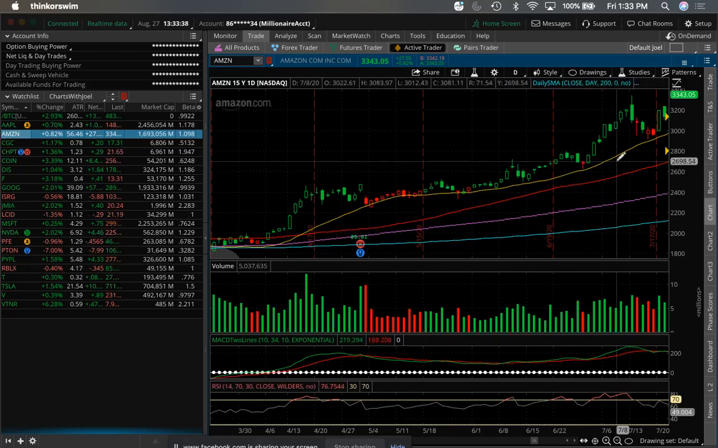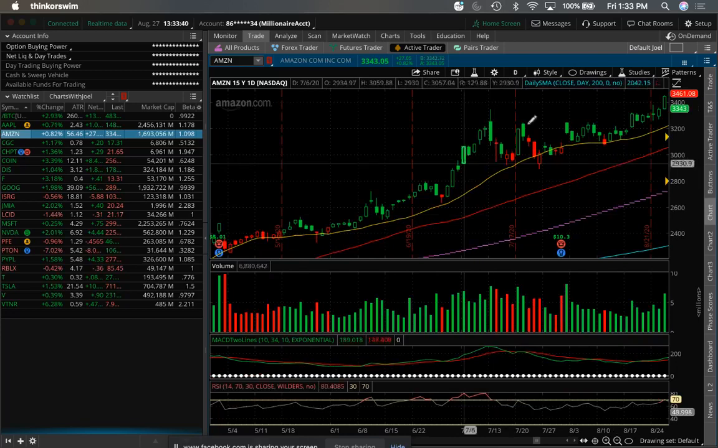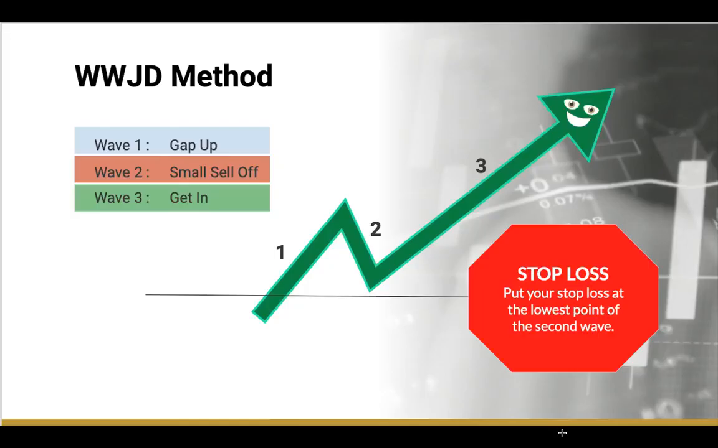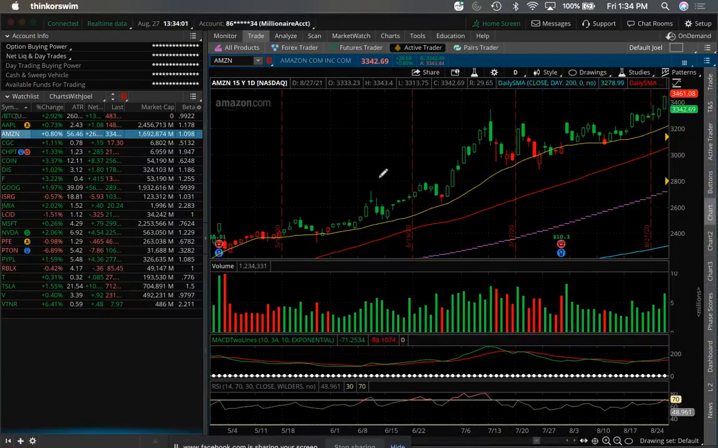The reason why I don't like for you guys to wait for it to touch these is because if you were using the what would Joe do method, you don't have to really wait for any of those time frames, right? Or averages. You just need to see a move go up, down, and start to go up again. Okay? And then you wouldn't miss it.